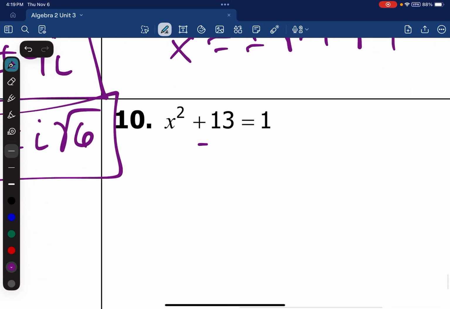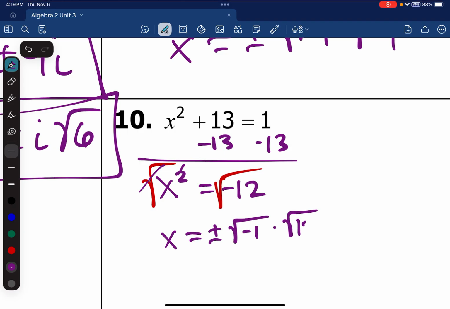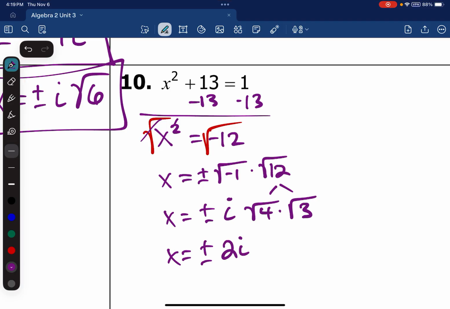Okay, last one on this page. Move this guy over. I get x squared equals negative 12. Now I take the square root of both sides. Those cancel, so I get x equals plus or minus radical negative 1 times radical 12. 12 can be rewritten as its factors. Radical negative 1 is i. 12 is radical 4 times radical 3. x equals plus or minus, radical 4 is 2, so we're going to write it as 2i radical 3.